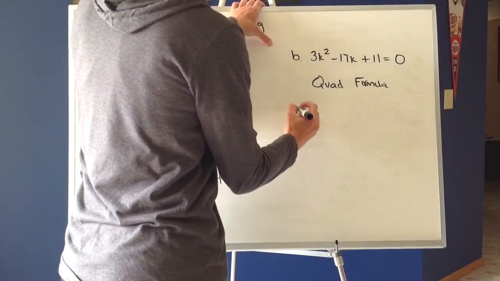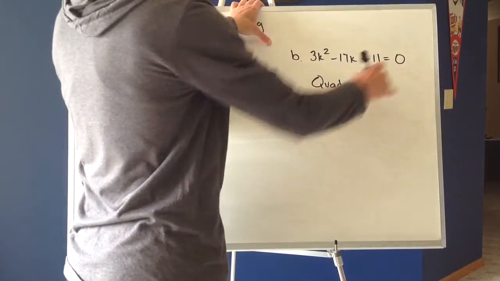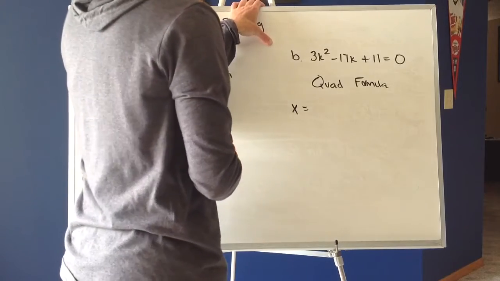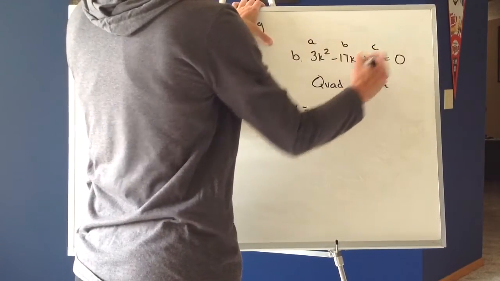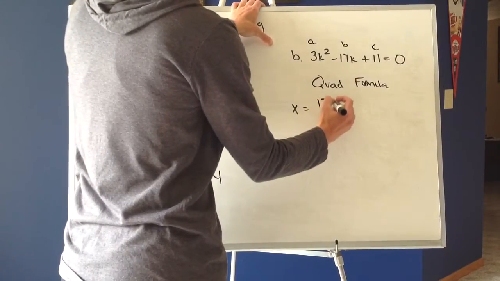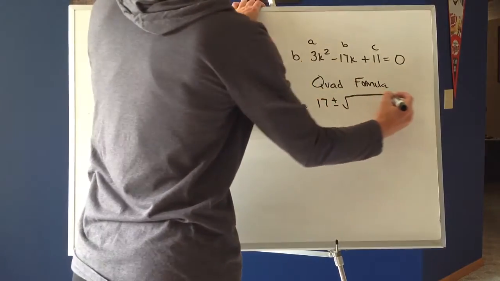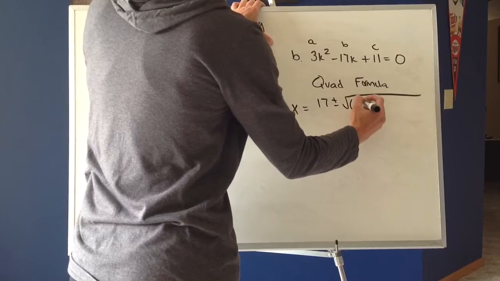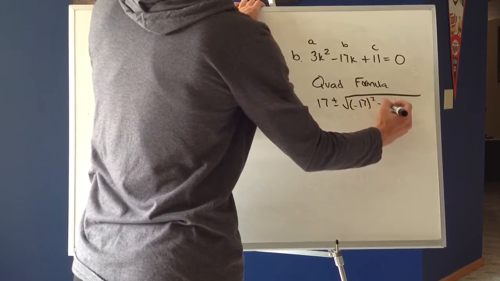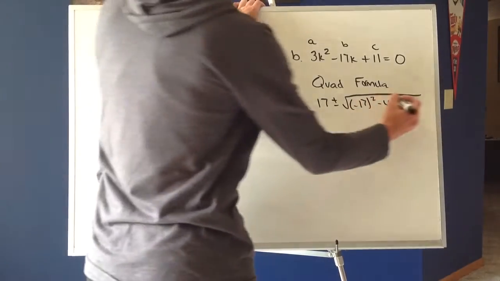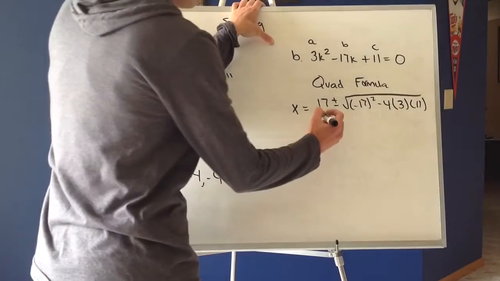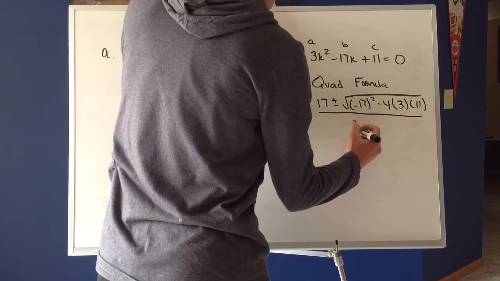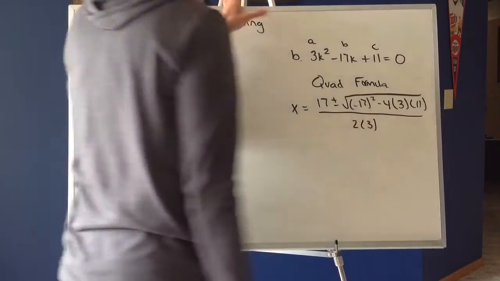If we do the quadratic formula, it's already set equal to 0, so we're good. So I would do negative b. Remember, we got our a, b, and c. So I'd end up with 17 plus or minus the square root of negative 17 squared minus 4 times a times c, all over 2 times a.